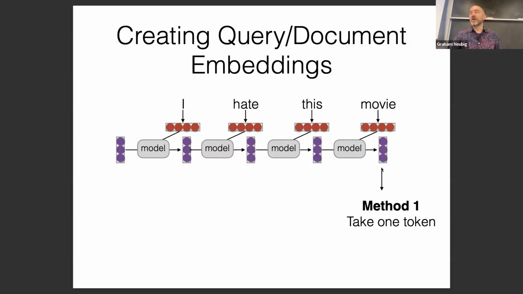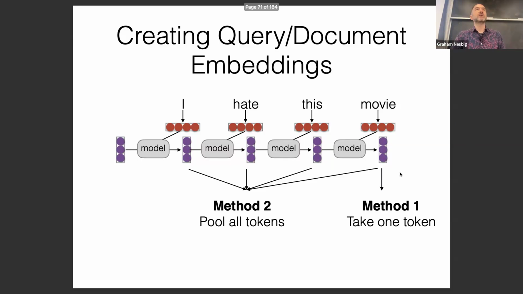Do people know why we take the last token here? Not a trick question. Yeah, because you've seen everything in the document. So it's the only token where you have all of the information from the document. Another method is to pool all of the tokens together. You take all of the tokens and squash them together in some way, like taking the average. Both of these are used. My impression is that nowadays it's more common to take a single token, but I've seen both of them used.